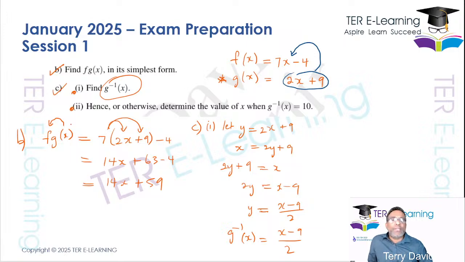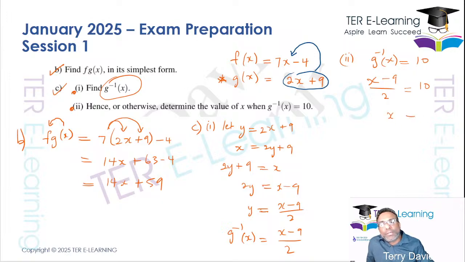And part 2: hence or otherwise, determine the value of x when the inverse function is equal to 10. So that's how you're going to work out part 2. They're telling us that the inverse function is equal to 10, so we want to find the value of x that makes that true. All you're going to do is put x minus 9 over 2 equal to 10. Sorry, I'm jumping a step here. We can say x minus 9 is equal to 10 by 2, which is 20, and therefore x is equal to 29.